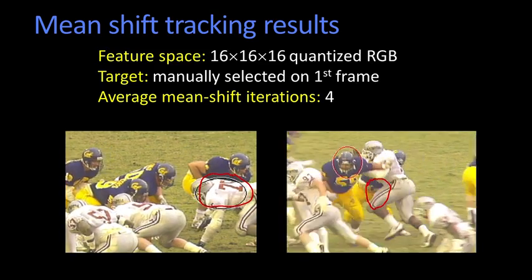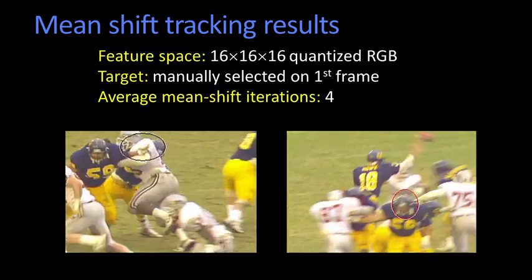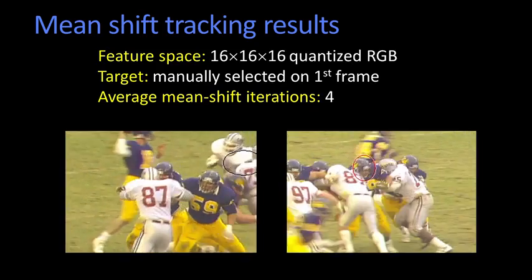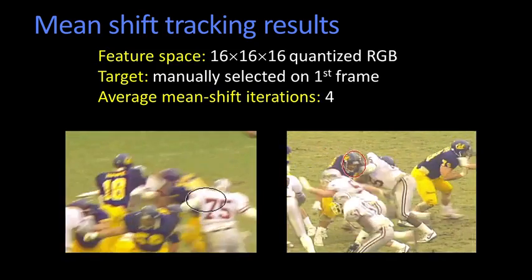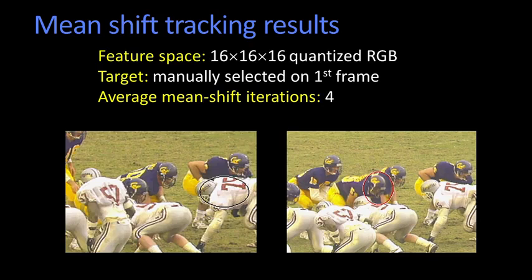And I want you to notice how well those mean shift models stick to the players, okay? The average number of iterations was only 4. That is, from one frame to another, they had to do the mean shift thing 4 times to track the density. They also worried about scale in terms of looking at how the scale changed.